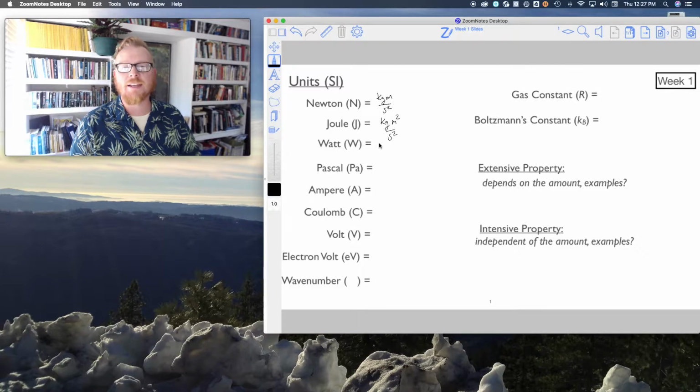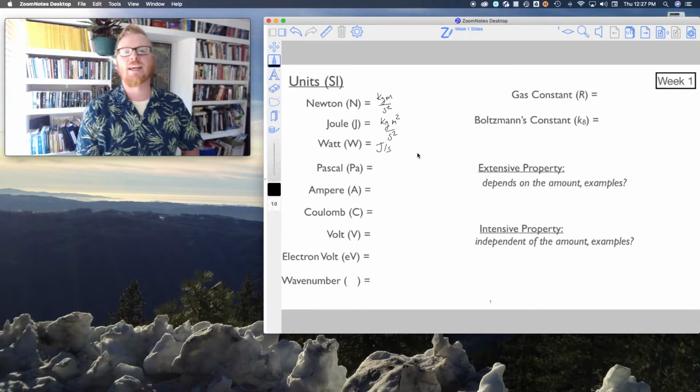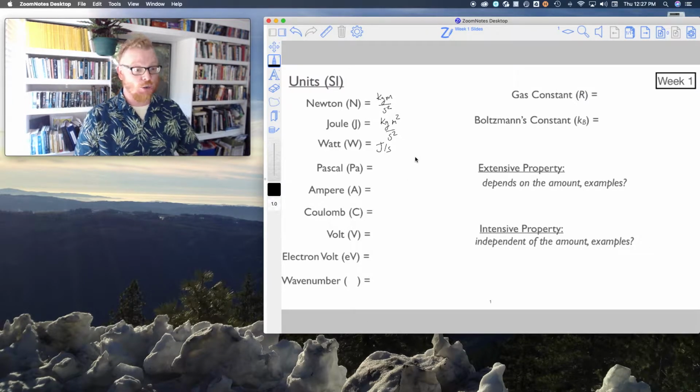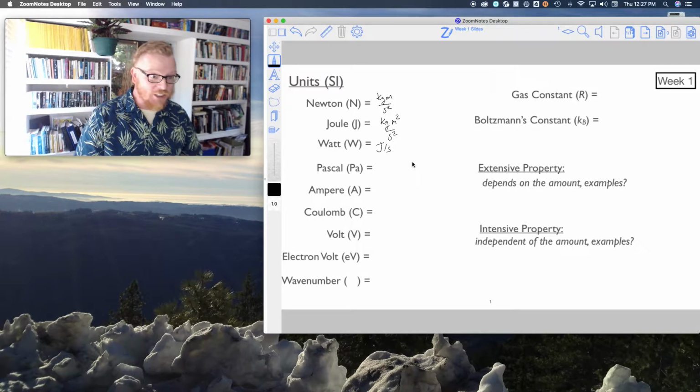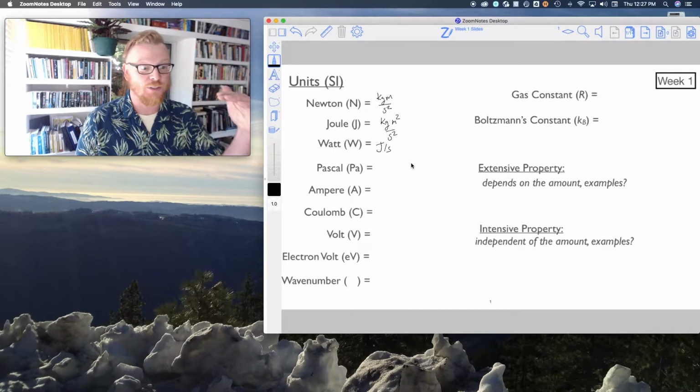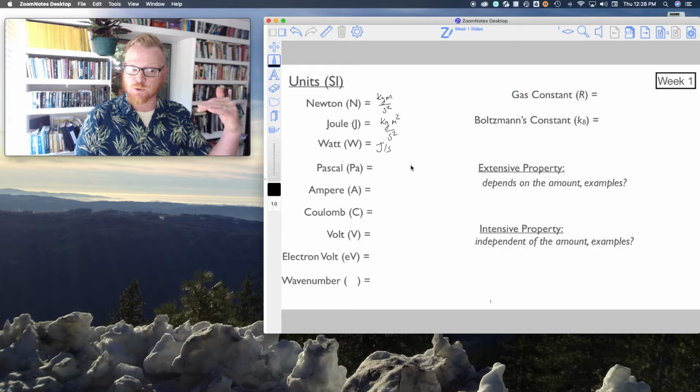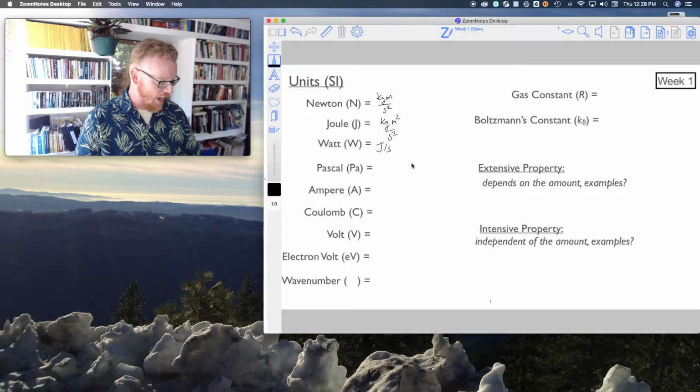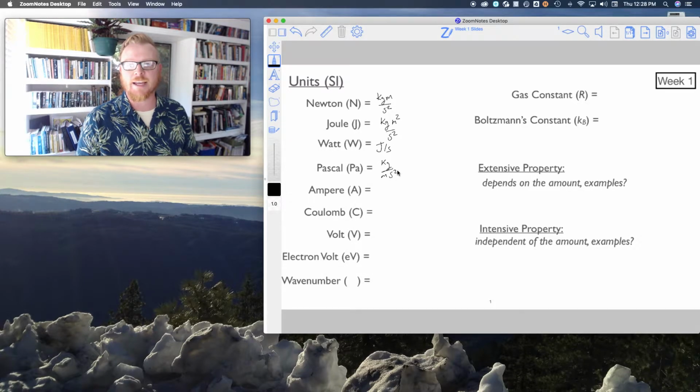We know a watt is a unit of power, joule per second, or we could say a kilogram meter squared per second cubed. So a Pascal is a unit of pressure, which we could think of as pounds per square inch, right? Pressure is force divided by area, so that's pounds per square inch. But in our SI units, that's going to end up being, of course, a Newton per square meter. Because that's a Newton per square meter, that's going to make it a kilogram per meter second squared.